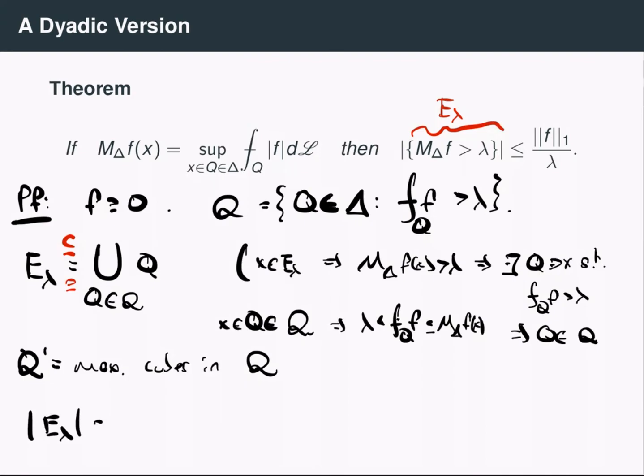So if I look at the measure of E lambda, by subadditivity of Lebesgue measure, this is at most the sum over the cubes Q in curly Q prime of the measure of Q. Now, by virtue of Q being in Q prime, and hence in Q, for a cube in this collection, if I multiply both sides of this inequality by the measure of Q and divide both sides by lambda, I get that the measure of Q is at most lambda to the minus 1 times the integral of f over Q.